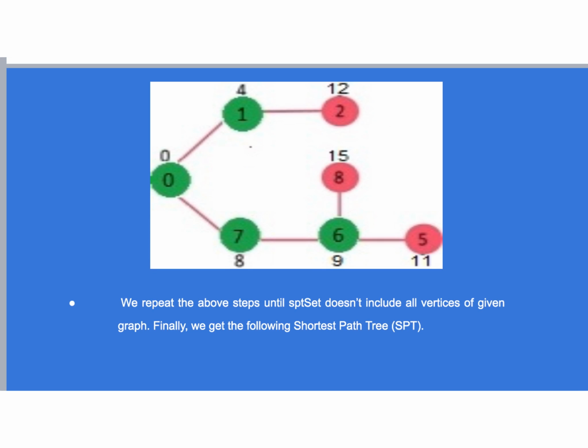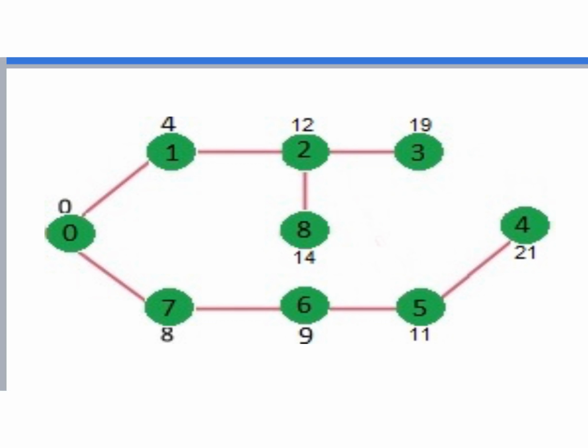So now let's take 6. We have 2 more, 15 and 11. What does this mean? We can take either path, but since this is lower, we're going to take 5. Done. So we add 5 into the MST. Next, after we add 5, the only remaining option is 4, so we add 4 into the MST.